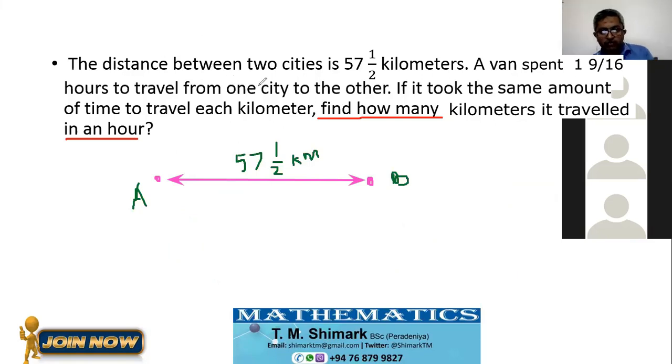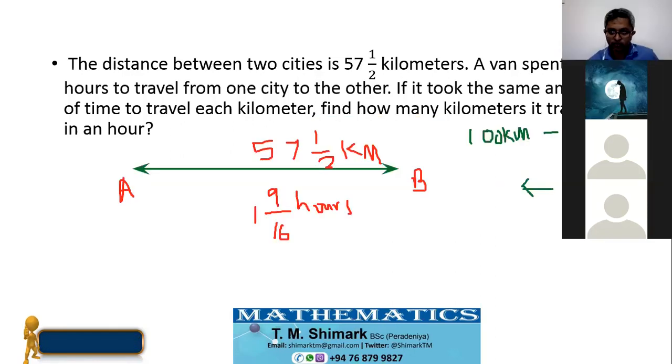Hours to travel from one city to another city. So from here to here, it took this many hours. In 2 hours, 100 kilometers. In 1 hour, how many kilometers would it travel? 50 kilometers, yes, correct answer. How would you find that? By dividing. That means distance divided by time taken, kilometers divided by hours.